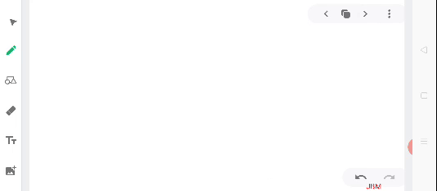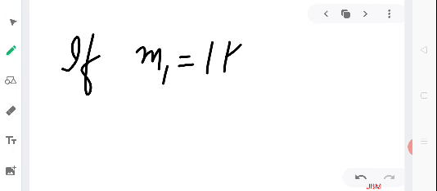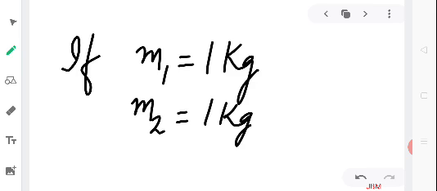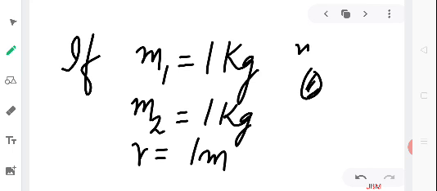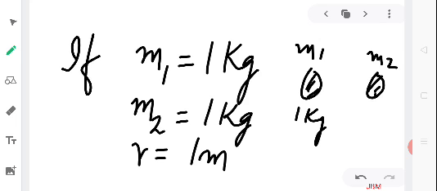Now let us consider a condition. If we consider m1 to be equal to 1 kg, m2 to be equal to 1 kg, and r to be equal to 1 meter. This means we have two objects, m1 and m2, both of masses 1 kg, and they are separated from each other by a distance of 1 meter. When I am talking about the distance of separation, the distance is always considered from the center of one object to the center of another object. So the distance between the centers of these two objects is taken as 1 meter. So we are considering two unit masses separated by a distance of 1 meter.